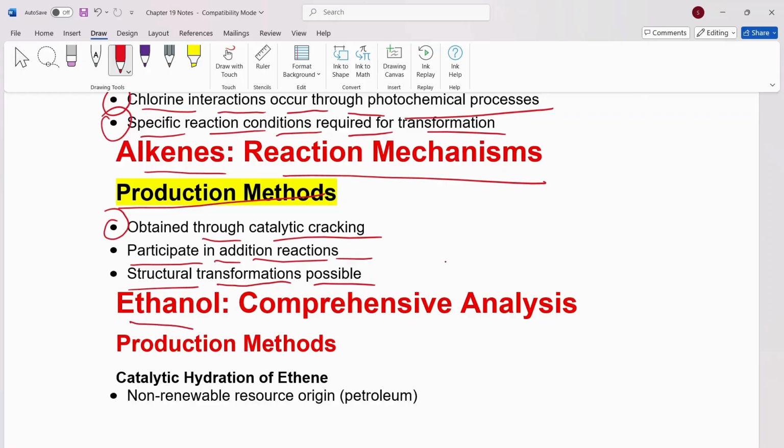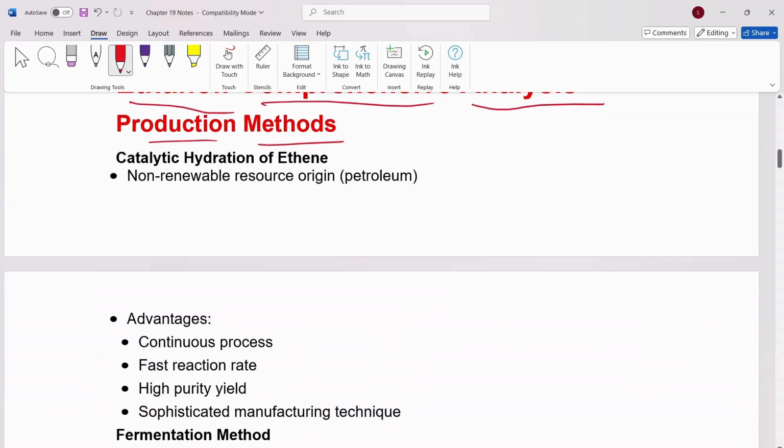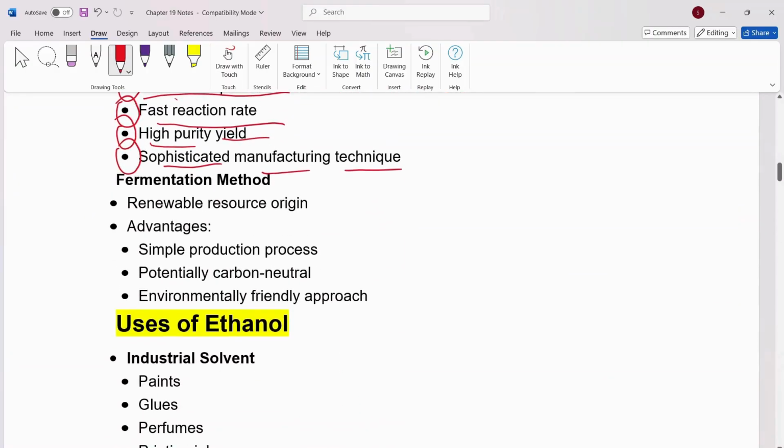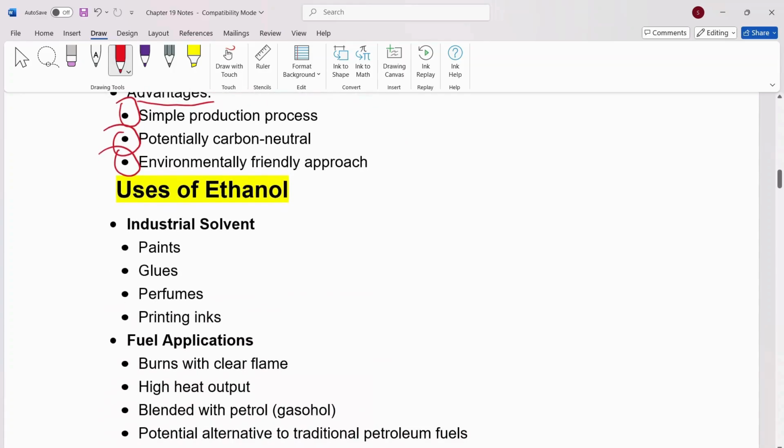Now let's talk about ethanol. Comprehensive analysis, production methods: catalytic hydration of ethene, a non-renewable resource origin, that is petroleum. Some advantages are it has a continuous process, fast reaction time, high purity yield, and sophisticated manufacturing technique. Fermentation method: this is a renewable source origin. Advantages: simple production process, potentially carbon neutral and an environmentally friendly approach.